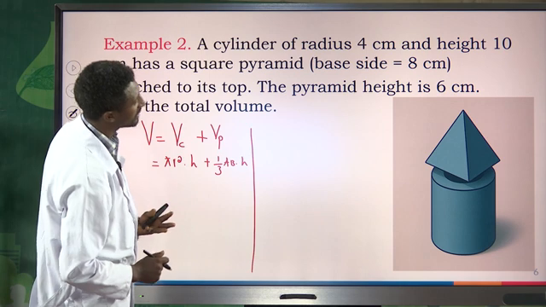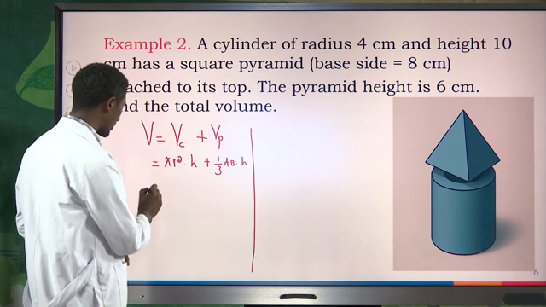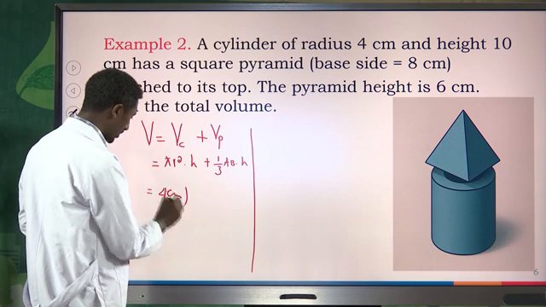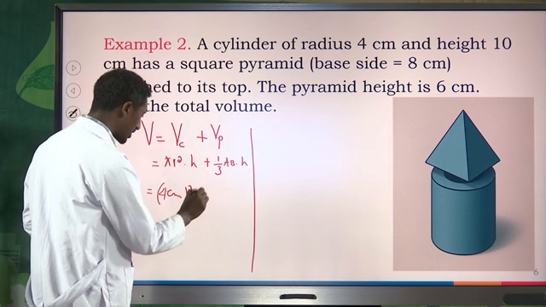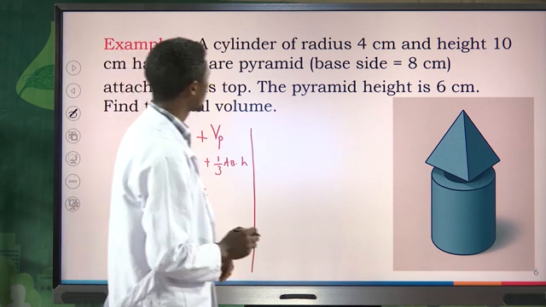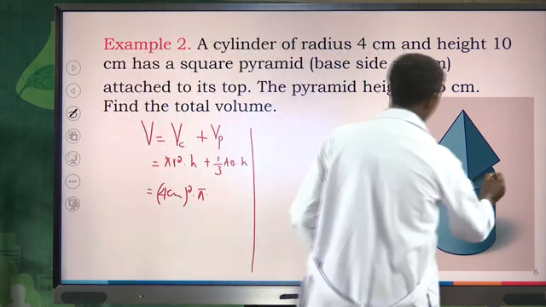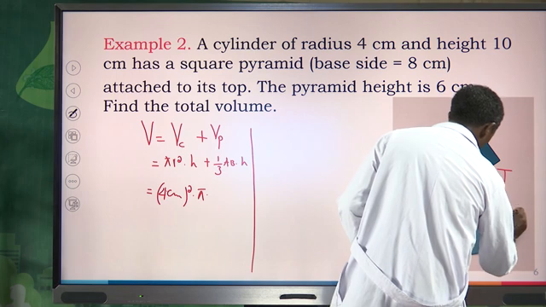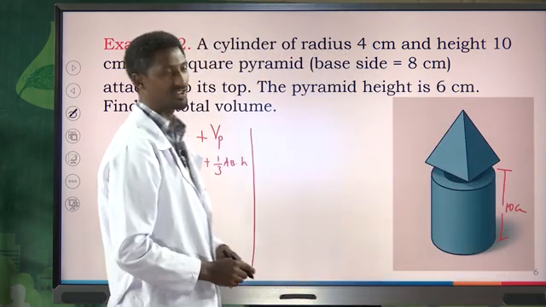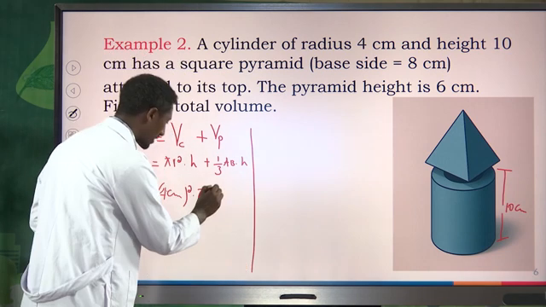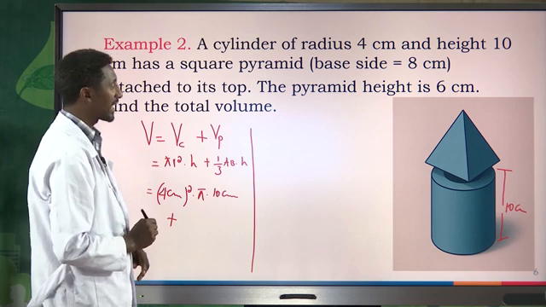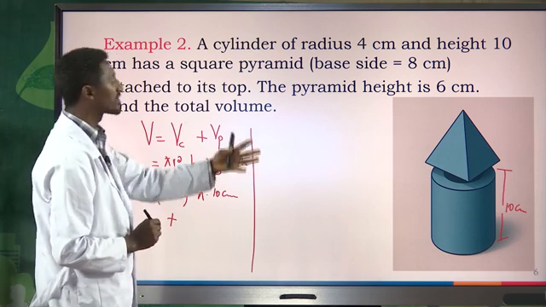What is the radius of the cylinder? It's 4 centimeter. So 4 centimeter, the whole square, times pi, times what is the height of the cylinder? The height of the cylinder is equal to 10 centimeter. So times 10 centimeter, then plus the area of a base of a pyramid.